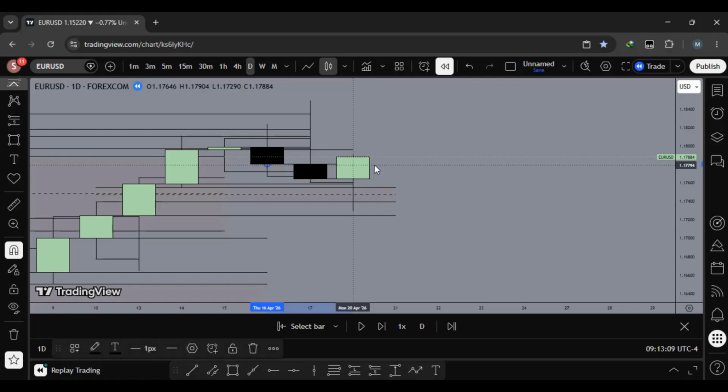There's a key level here. There's a Malaysian gap here. There's also a Malaysian gap here.